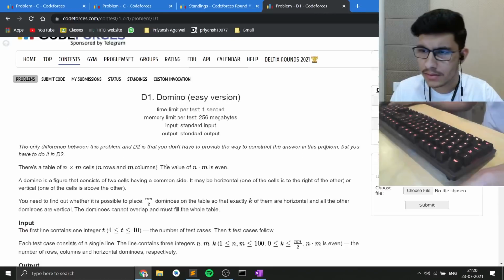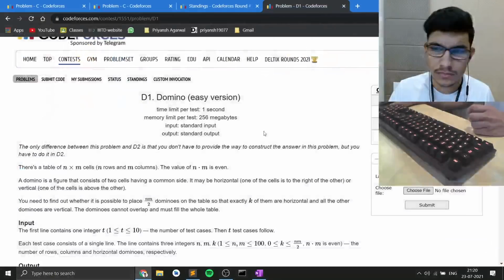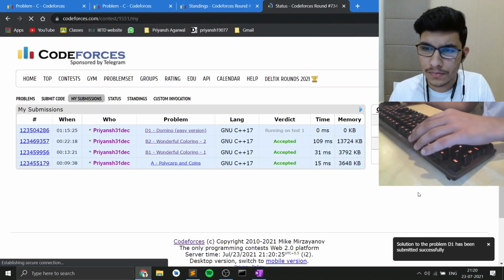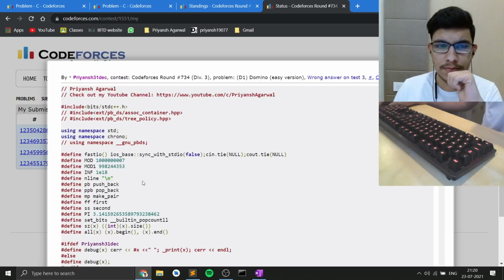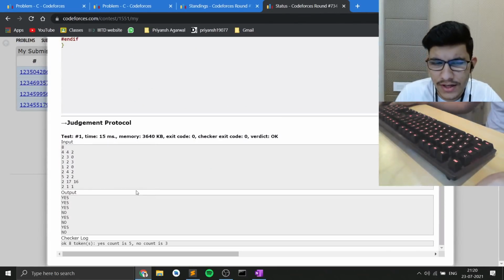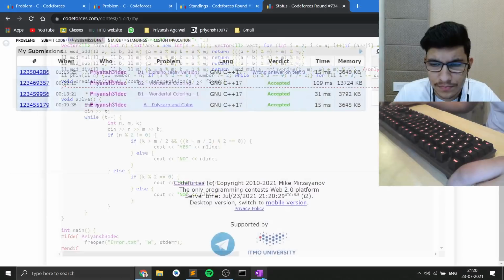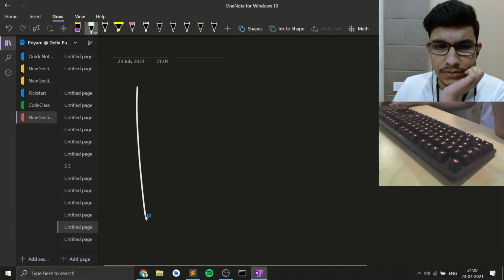Let me just submit this. Okay, wrong answer on test 3. So I don't get to see the test cases here. Maybe there is some issue with this part where I'm saying k has to be even.